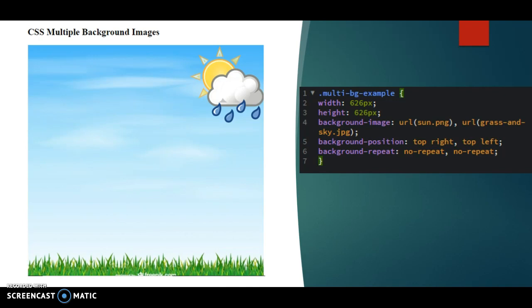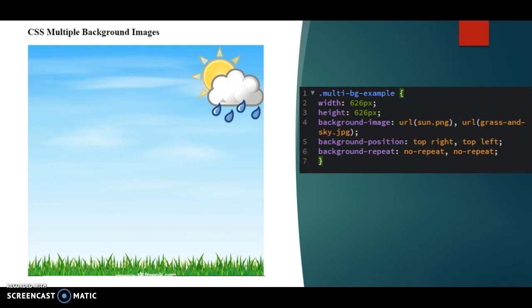Here on the right side, I have the CSS that I used. Now, as you notice, multiple background images are specified using a comma separated list of values for the background image property, with each value generating a separate background layer. You can stack the images and values on top of each other. Now, if you look where the background image property is located, I have the sun URL followed by a comma, then followed by the grass and sky URL.